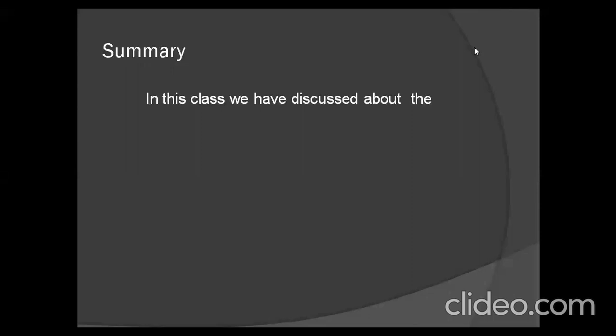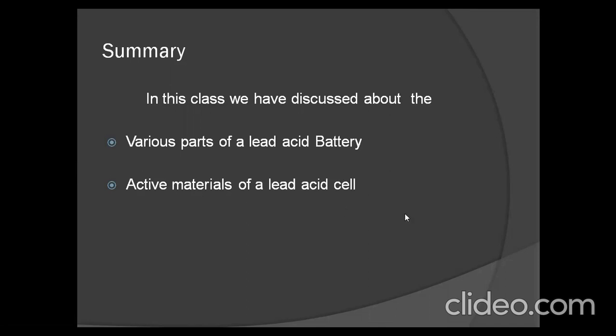Till now, I explained various parts of lead acid battery. Active materials of lead acid cells, suitable materials for separators and containers. And coming to the active materials, the materials in a cell which takes active participation in a chemical reaction during charging or discharging is called the active materials of the cell.